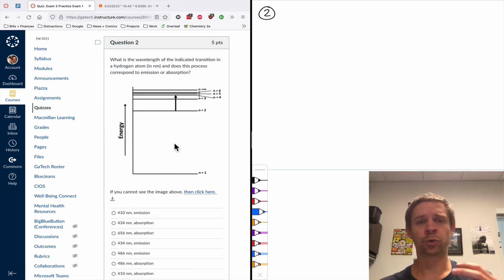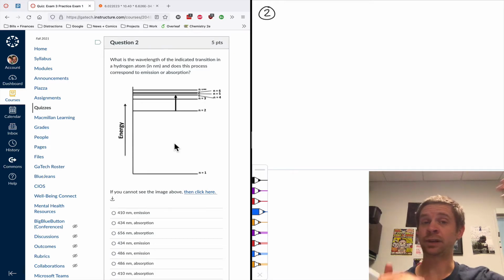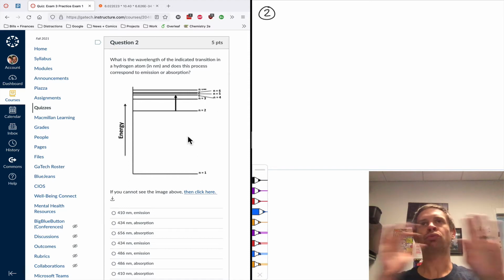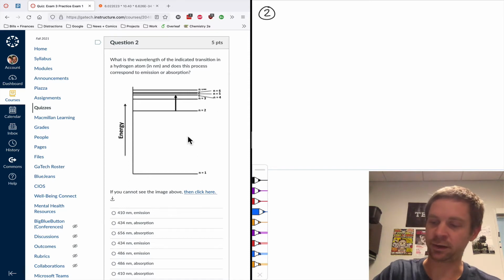And of course, the gap between the horizontal lines represents an energy difference between two levels and potentially a transition between those two levels. So this upward pointing arrow is indicating a transition from n equals 2 to n equals 4. And broadly speaking, what we're dealing with here is the Bohr model of the atom.